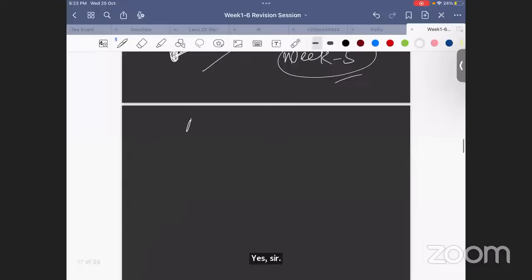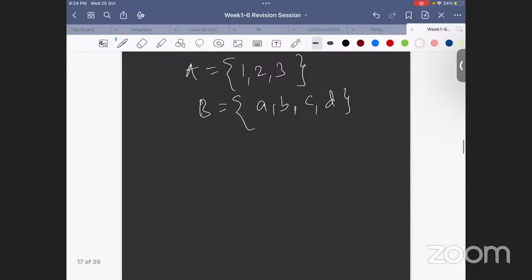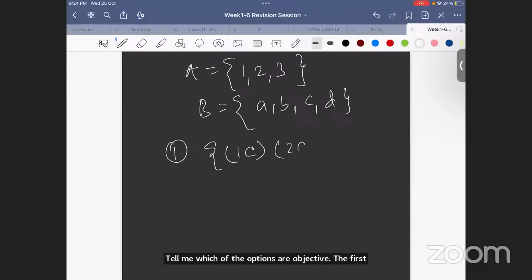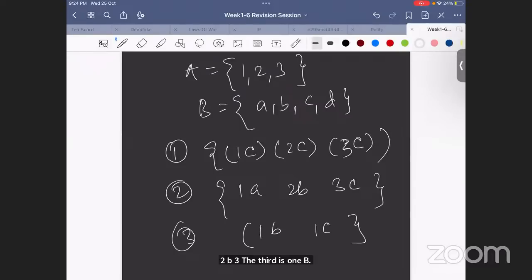For set A equals {1, 2, 3} and B equals {A, B, C, D}, tell me which of the options are injective. The first one is 1C, 2C, 3C; it is not. The second one is 1A, 2B, 3C. The third is 1B, 1C. Which of the following is an injective function?